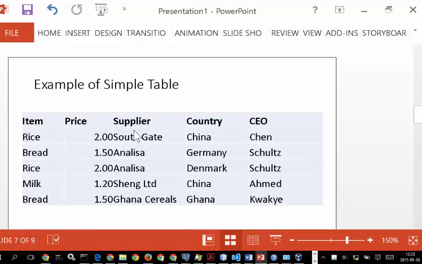Supplier, let's see, from Southgate you always go here. From Schultz, well, so yes, Annalisa always goes to Schultz, and Southgate goes to Chen. Sheng Limited goes to Ahmed. Ghana House goes to Kwachi. So yes, supplier does determine the CEO. So if you know the supplier, you should be able to determine the CEO.